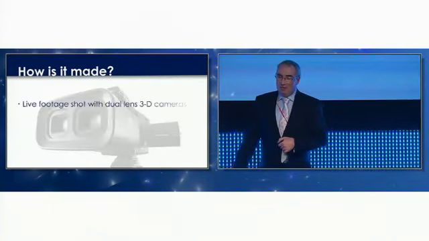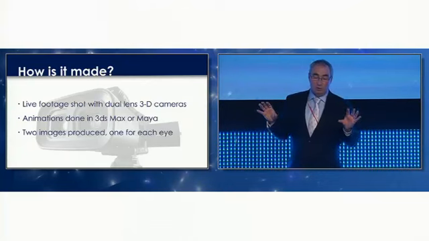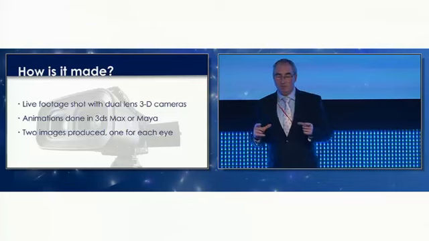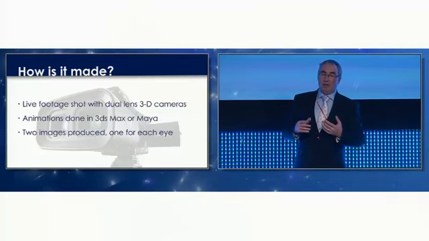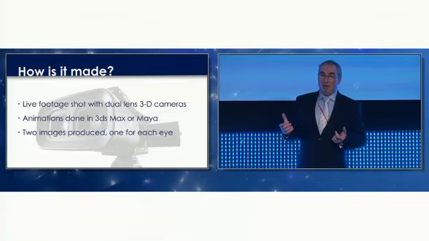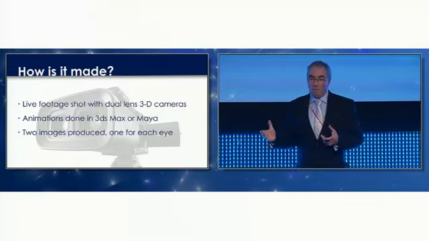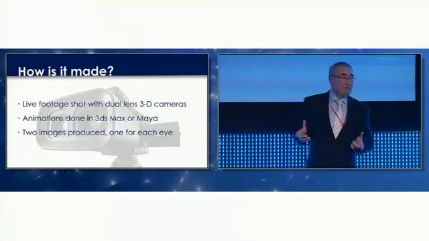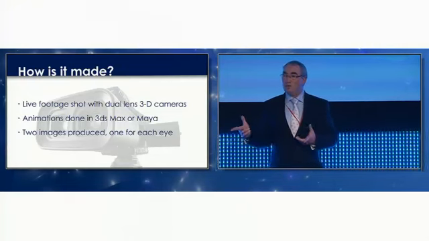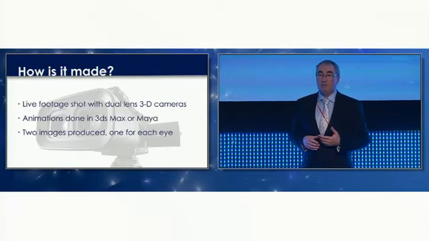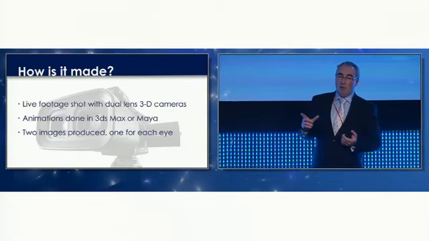You have two lenses, two actual cameras within a body, one for the left eye, one for the right eye. That's what you need if you're shooting live footage. However, if you want to create 3D graphic images, then these animations can be produced relatively simply, using packages such as 3ds Max or Maya, for example. And Blitz have got these systems in-house. Either way, you end up with two synchronized images, one for the left eye, one for the right eye.